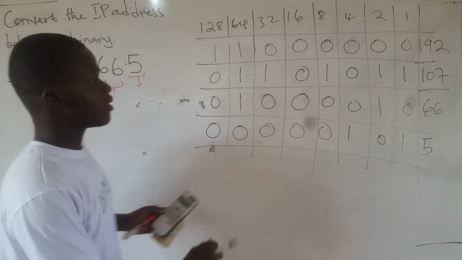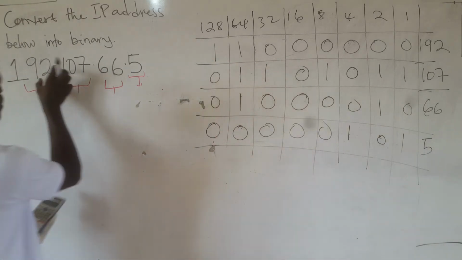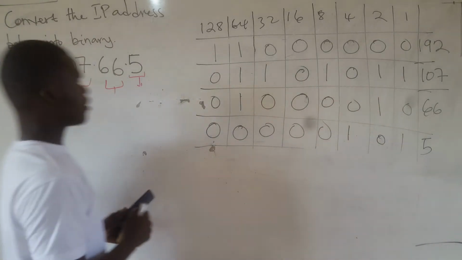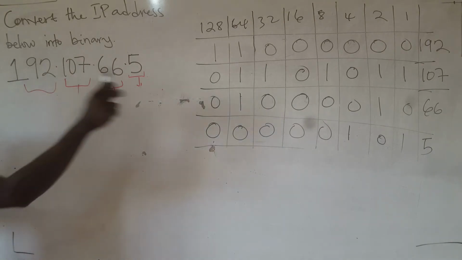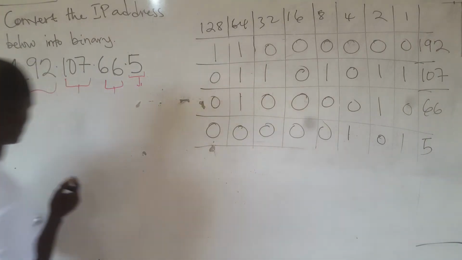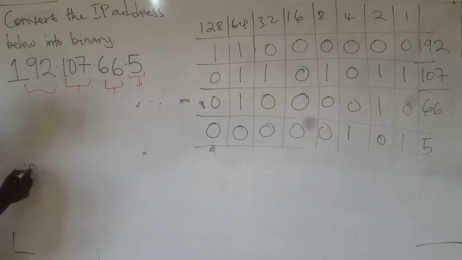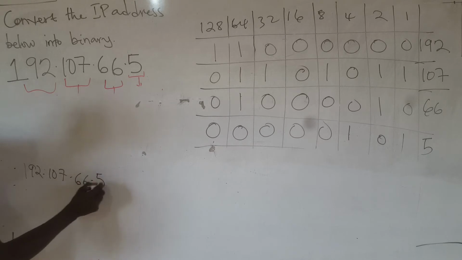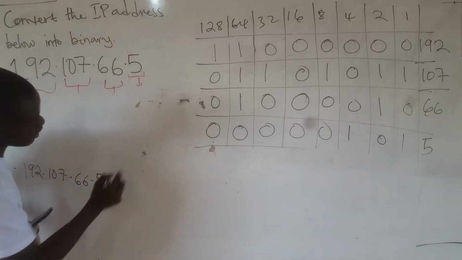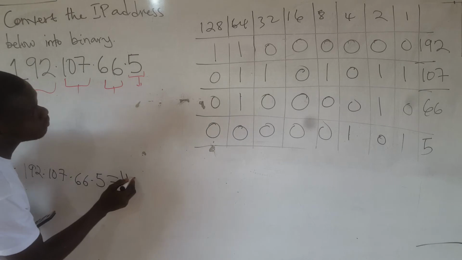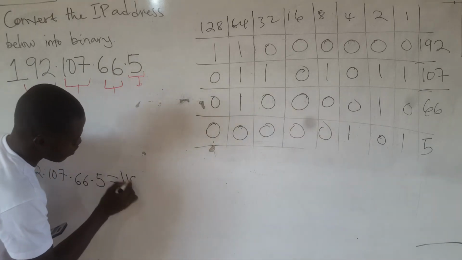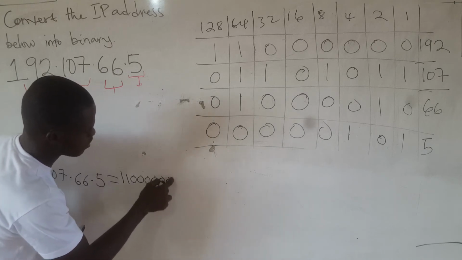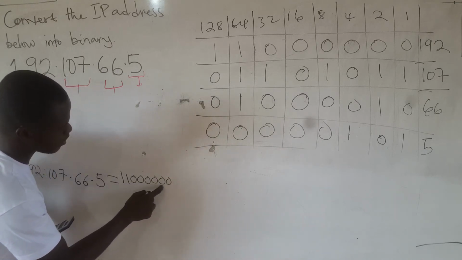So the only thing is that we have to write these answers in the form we have here. Okay? So let me pull it down here. Since 192 began, we have to look at the binary for 192. 192.107.66.5 is equal to, so the binary for 192 is 1, 1, and the rest are zeros. So 1, 2, 3, 4, 5, 6, 7, 8.